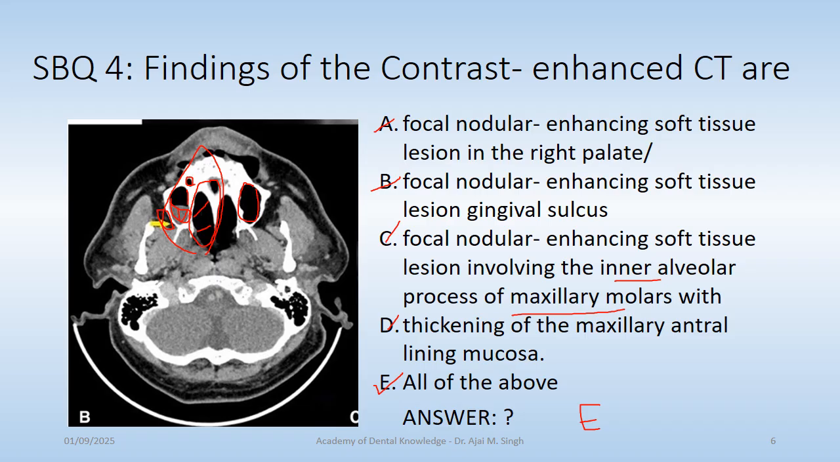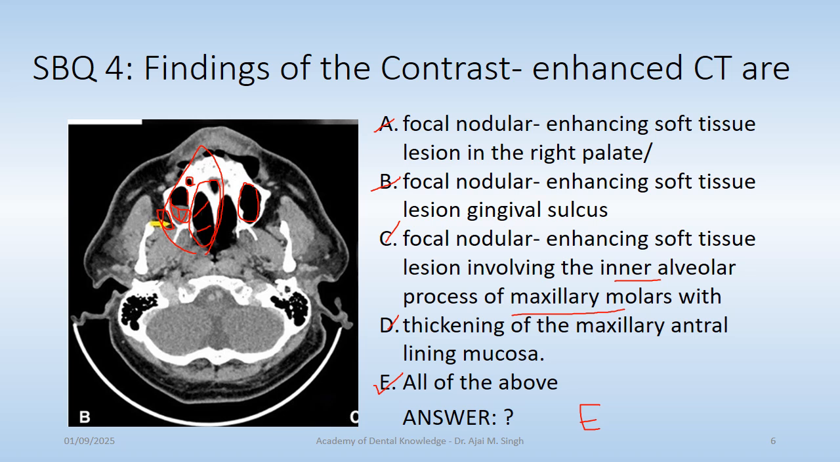This one is the soft tissue. So okay, we chose this one. Focal nodular enhancing soft tissue lesion, gingival sulcus. Okay, this is the gingival sulcus here. We can say soft tissue here also. So okay, we selected this answer also.